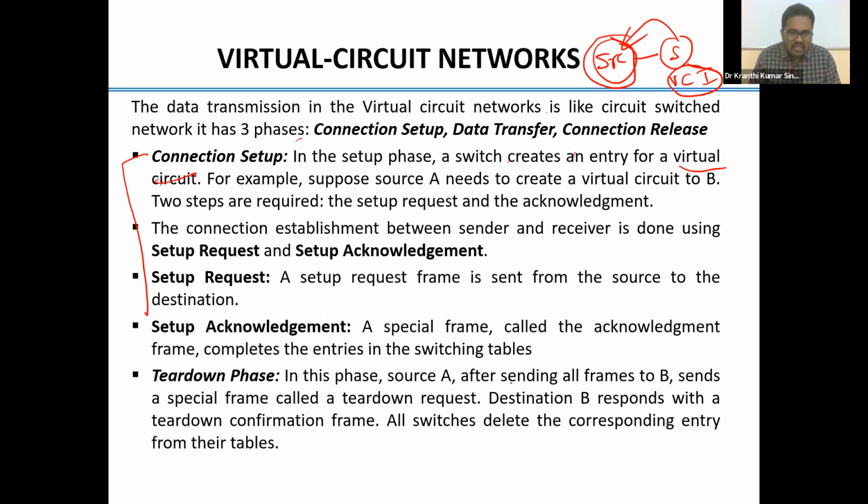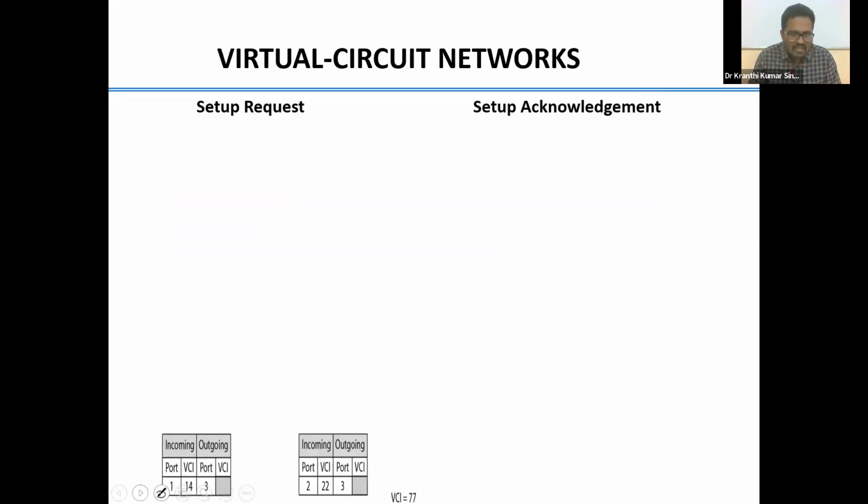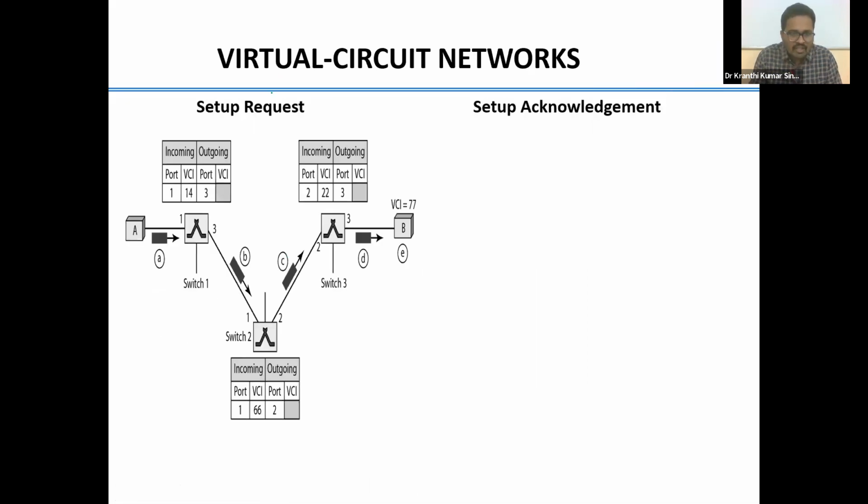In the tear down phase, source A, after sending all frames to B, sends a special frame called the tear down request. Destination B responds with a tear down confirmation frame. All switches delete the entries. So let us see, because theoretically maybe you are not getting the point. Let's see here. What is setup request? First, a sample frame is here. A sample frame. So incoming port, virtual circuit identifier 40. Outgoing means this A is connected to switch 1 and switch 1 is connected to switch 2.